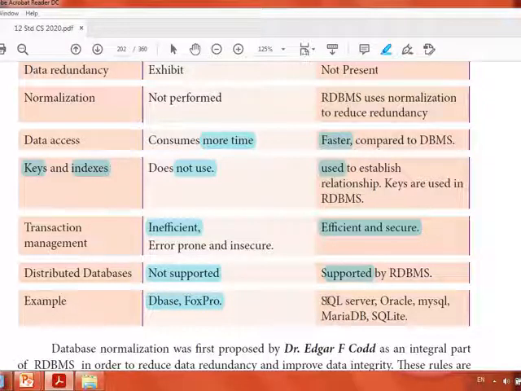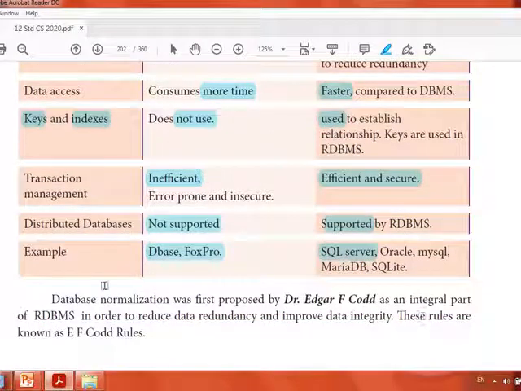Examples for RDBMS are SQL Server, Oracle, MySQL, MariaDB, SQLite. So many things are here. In the 12th chapter, you are going to learn one of these. Let's wait and learn. Database normalization was first proposed by E.F. Codd as an integral part of RDBMS in order to reduce data redundancy and improve data integrity. These rules are known as Codd's rules. Note down this one word.